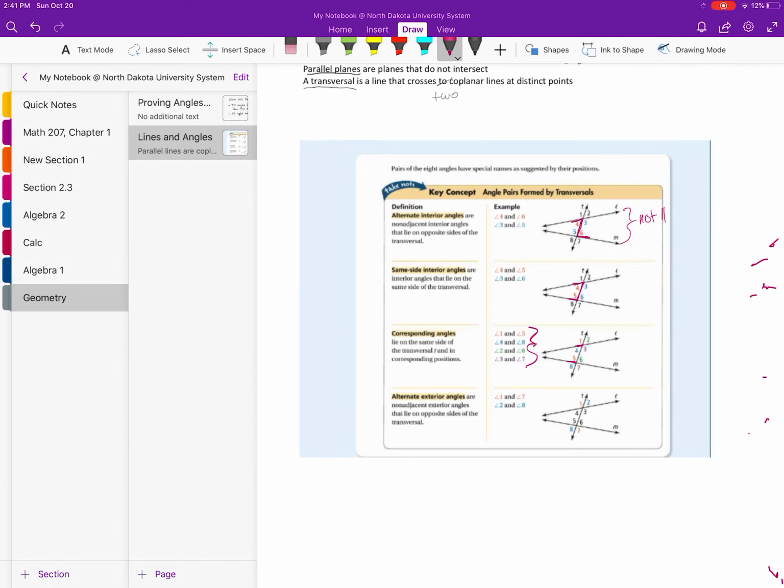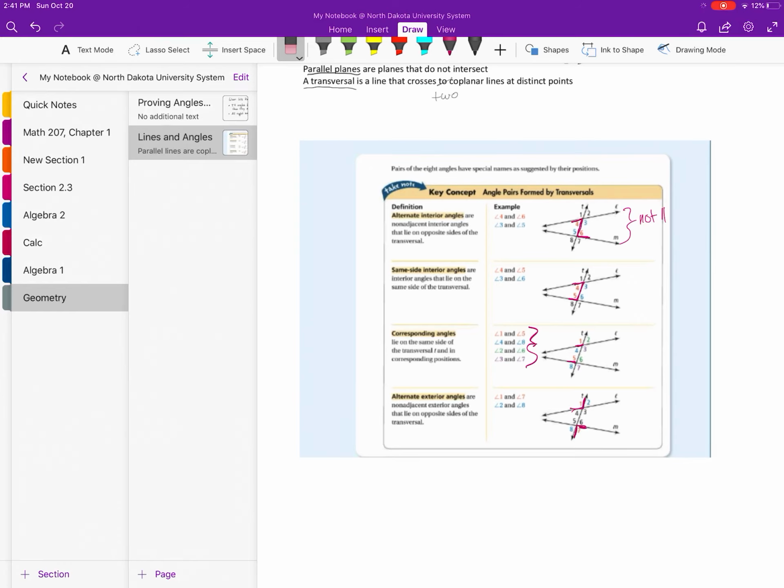And then alternate exterior angles are non-adjacent exterior angles that lie on opposite sides of the transversal. These are the hardest to tell sometimes. So 1 and 7, for instance. They're not adjacent. They're not on the same side of the transversal, and they're not on the inside of the lines. So that's kind of how you tell.